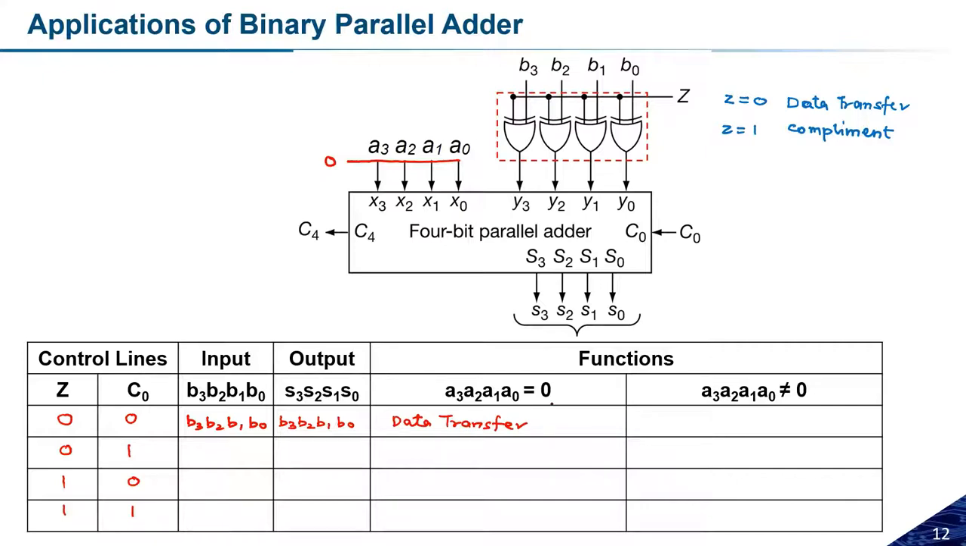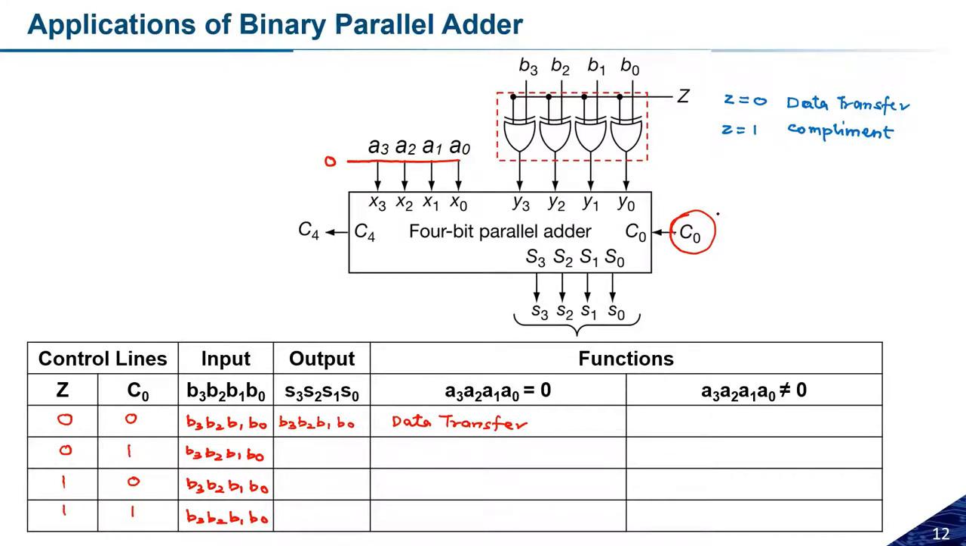Now let us talk about the second case, considering A3 to A0 is equal to 1. Can anyone tell me what the function is for these possibilities, considering the input is the same, B3, B2, B1 and B0, for all cases? Sir, B3, B2, B1 and B0 plus 1. Okay. So we have B3, B2, B1, B0, and then we are adding C0. So what we are doing is incrementing the value by 1.